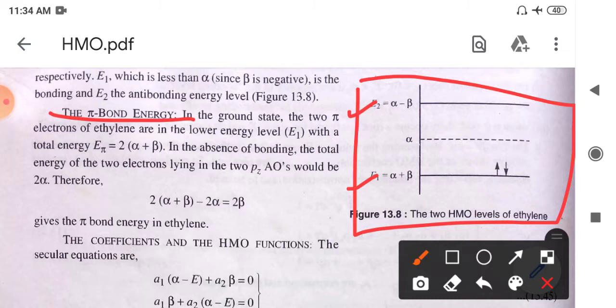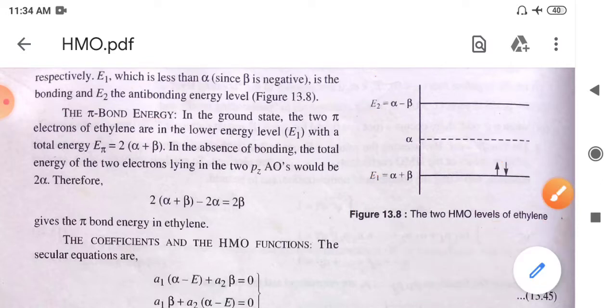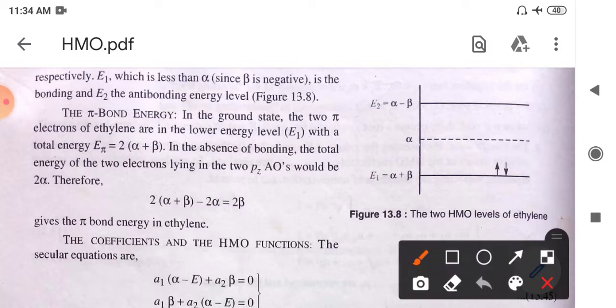So the electron will first fill here, and then next it will be paired up because this is the lower energy orbital. So for ethylene there are two pi orbitals, along with two pi electrons, one from each carbon. First these electrons will fill the first orbital, which is the bonding molecular orbital.